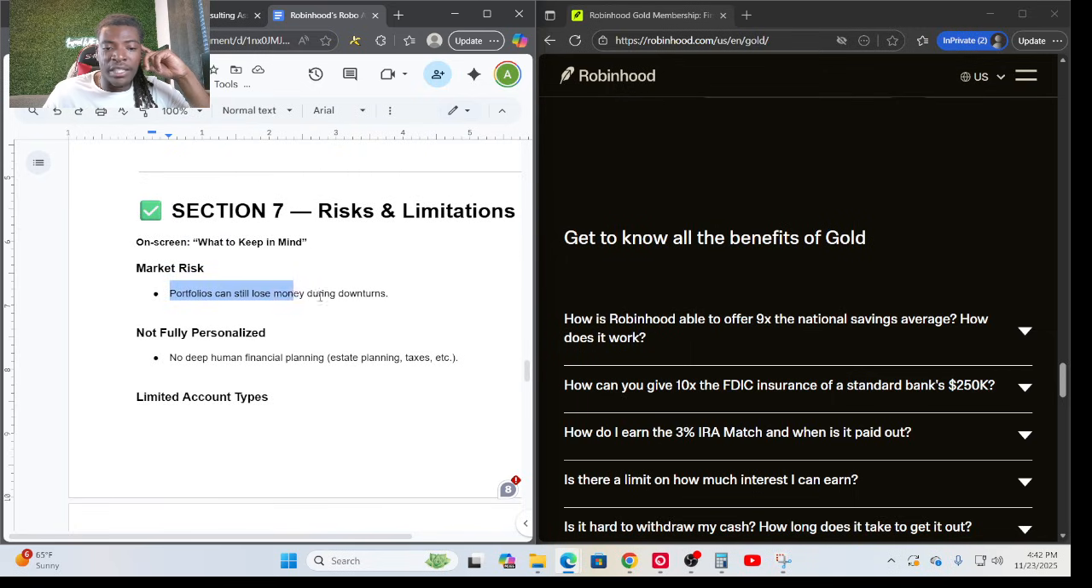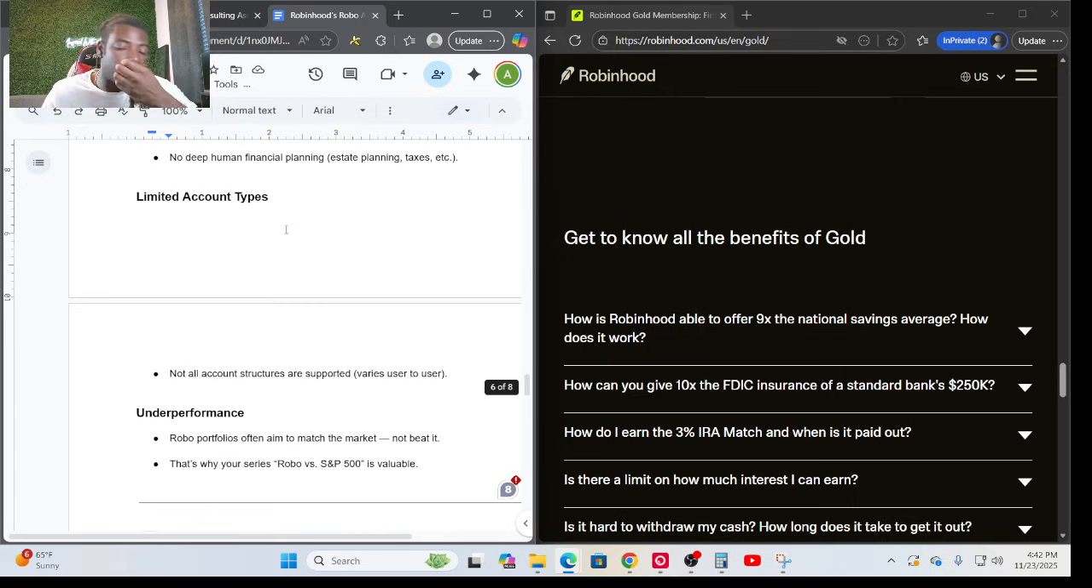Your portfolios can still lose money during downturns, which I already talked about. Not fully personalized. No deep human financial planning. Exactly what I was talking about. Estate planning or taxes: you get the tax harvesting, but you don't get the actual tax breakdown to let you know exactly what you'll be paying.